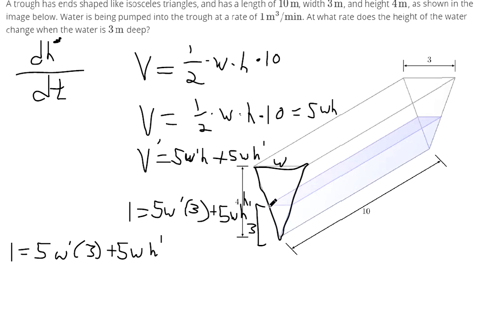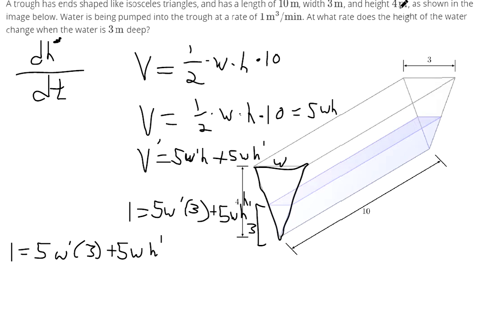But maybe we can find out, let me see, 3 for the height. We don't know the area. There's got to be a way to find out the width. Because right now we're trying to solve for h prime. We have 3 variables in one equation, so we don't have enough information to solve.